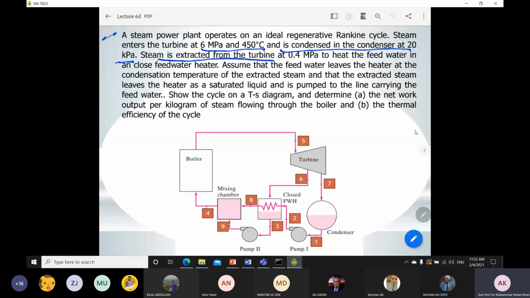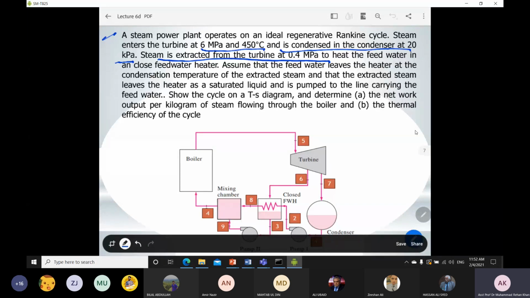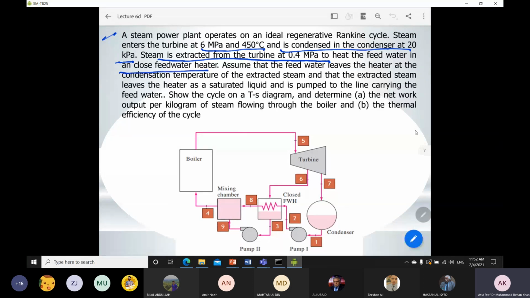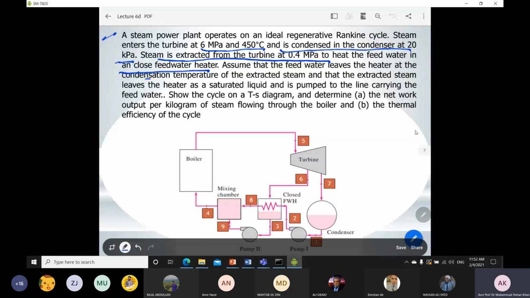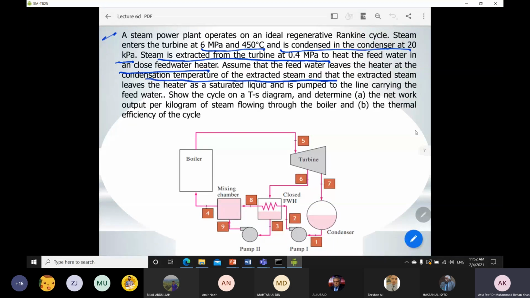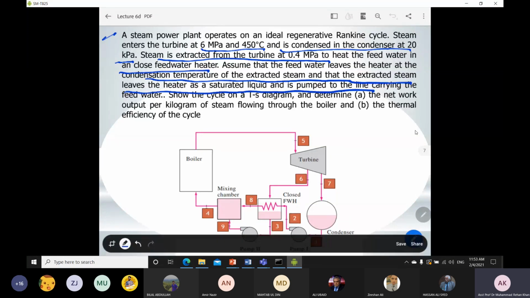Steam is extracted from the turbine. So bleeded steam pressure is also given. So your point number 6 pressure is given in your question, 0.4 megapascal, to heat the feed water in a closed feed water heater. So this is mentioned that it is a closed feed water heater system. Assume that the feed water leaves the heater at the condensation temperature of the extracted steam, and that the extracted steam leaves the heater as a saturated liquid. Okay, and this is an important point that the extracted steam leaves the heater as a saturated liquid and is pumped to the line carrying the feed water.